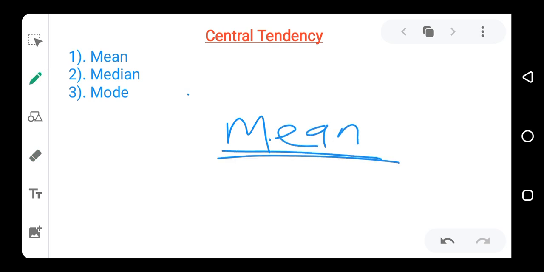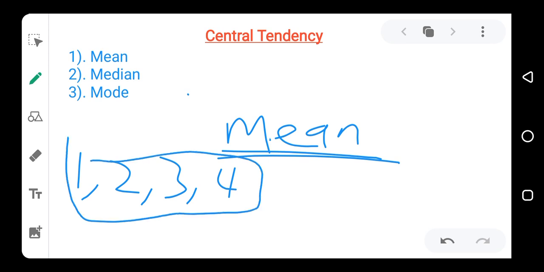Now let us assume that we have 1, 2, 3, 4 as a data set. Each value here is a data. When we combine them together, we call it a data set. Now, to get the mean, we add all these numbers together and then divide it by the total number of occurrence of the numbers.